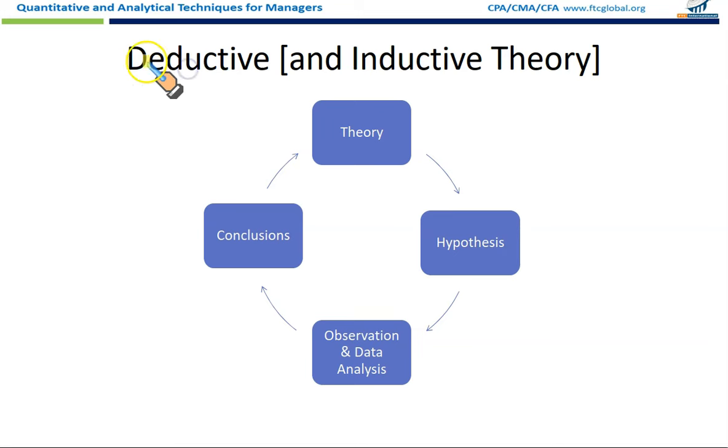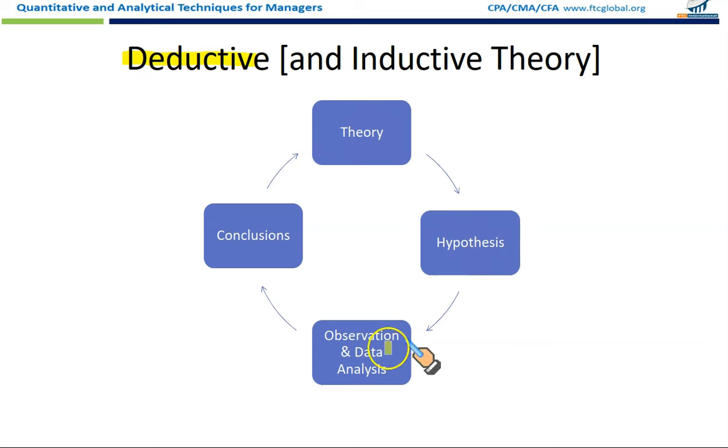Okay, let's start first with deductive reasoning. In deductive reasoning, you begin with a general theory about something, for example, all birds have wings. From this theory, you derive a more specific hypothesis that you can test, for instance, swans have wings.